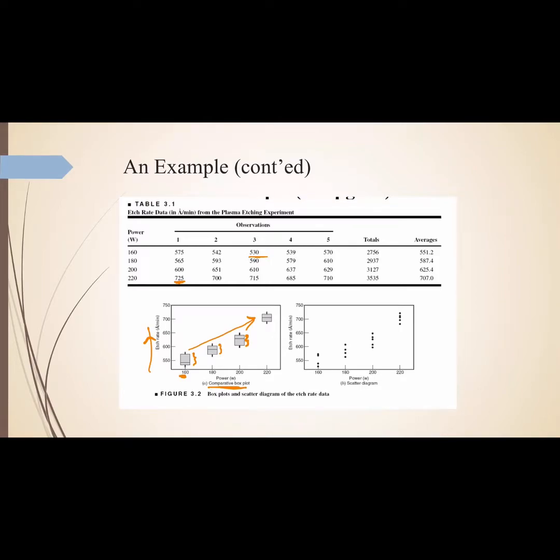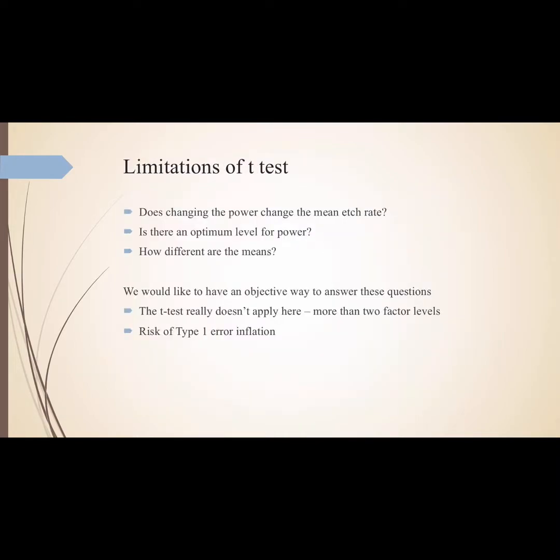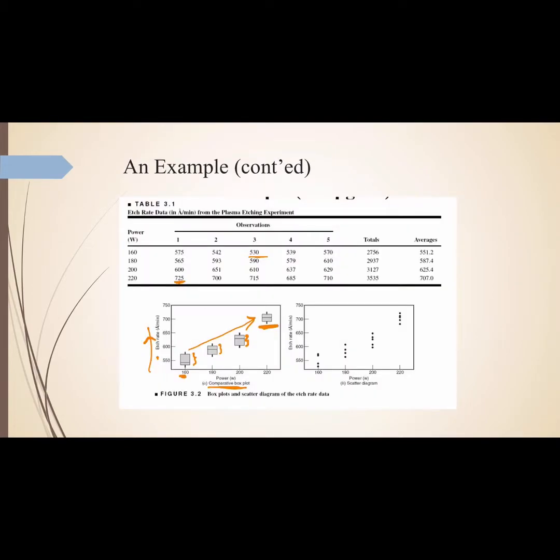But it's at least useful to understand that there most probably is a positive linear relationship between the power setting and the etch rate, and we obtain higher etch rates at higher power settings. But what if we want to make further objective inferences beyond this? That is, what if we want to understand how changing the power changes the mean etch rate? Like how does it vary between these two, and again, how does it vary between these two, and so on?